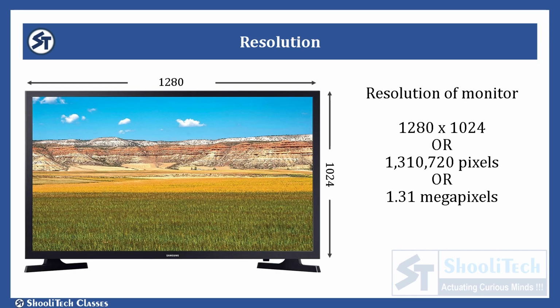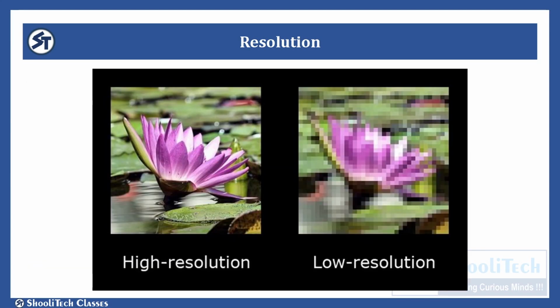If we say the resolution of the TV is 1280 into 1024, this means that there are 1280 pixels from one side to the other and 1024 pixels from top to bottom. And in this case, our monitor could be expressed as 1280 into 1024, which means 1,310,720 pixels or 1.31 megapixels. And the higher the resolution of the image, the better the quality of the image will be.